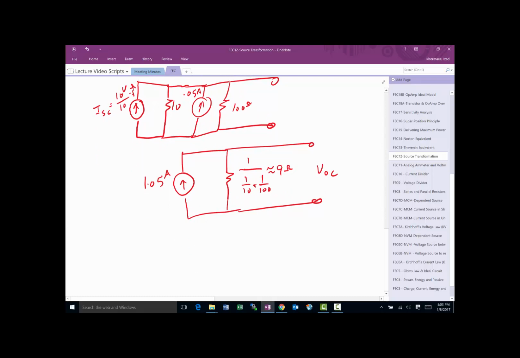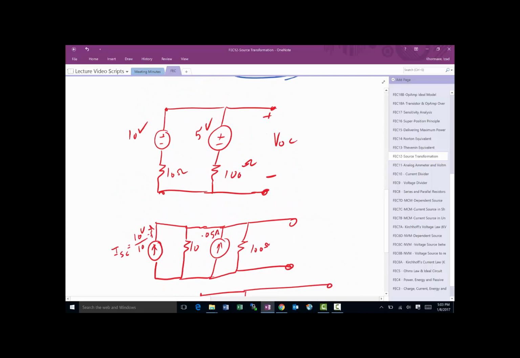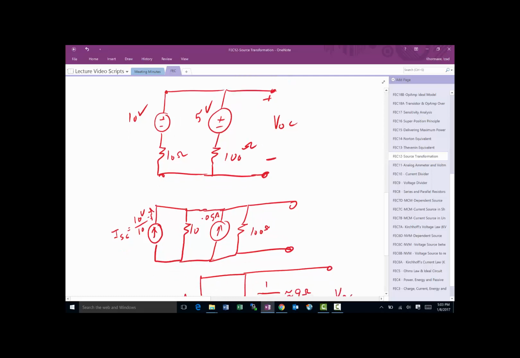Or if you want, you can do another transformation, this time from Norton back to the Thevenin equivalent. So our Thevenin resistance is 9 ohms, and this is going to be 1.05 times 9, which is going to be your V open circuit. And there you have it. So another analysis tool in your toolbox. Earlier we had talked about KCL, KVL, Ohm's law, the node voltage method, the mesh current method, and here is another one for you to remember.